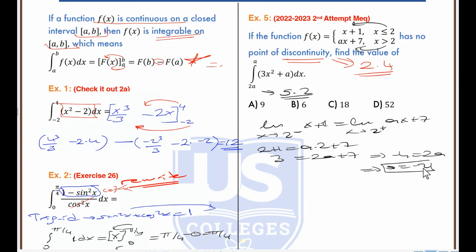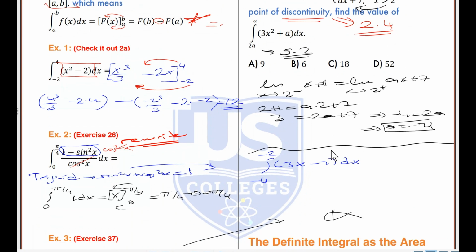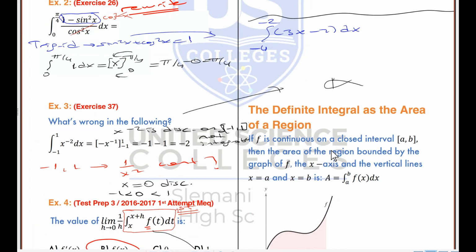After we get the value of a, we can integrate this integral. Let's keep going. Integral from 2 times negative 2, negative 4, to 2a, which is negative 2, of 3x plus a, which is negative 2, dx. Now we are done with chapter 2. Continue with chapter 5, section 2. Okay.